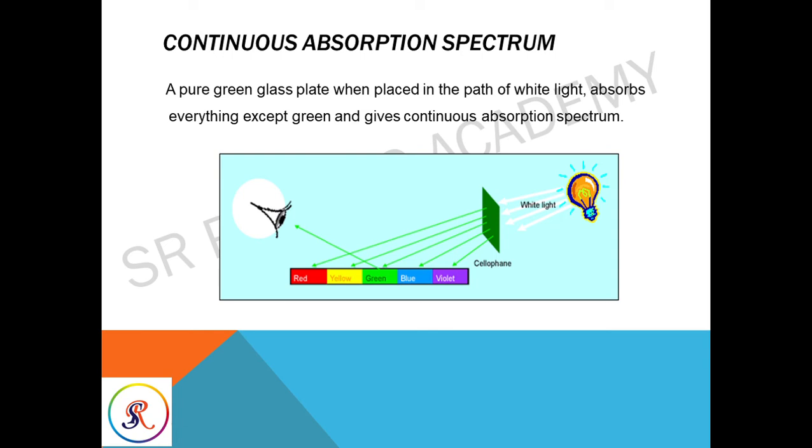Now again, what does continuous absorption spectrum mean? For example, take a pure green glass plate placed in the path of white light. Here I am using white light, and then green color appears. What did you understand from this? It is absorbing all the colors except green, and it is reflecting only green. So we can say that this is a continuous absorption spectrum.